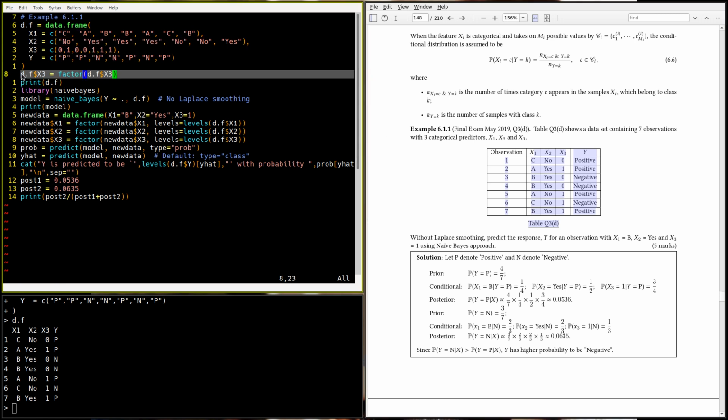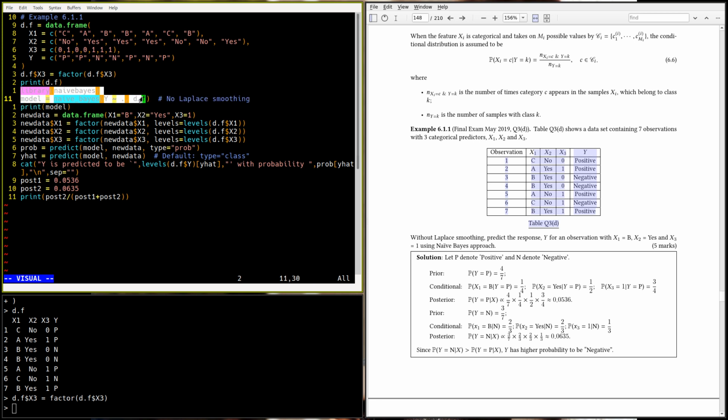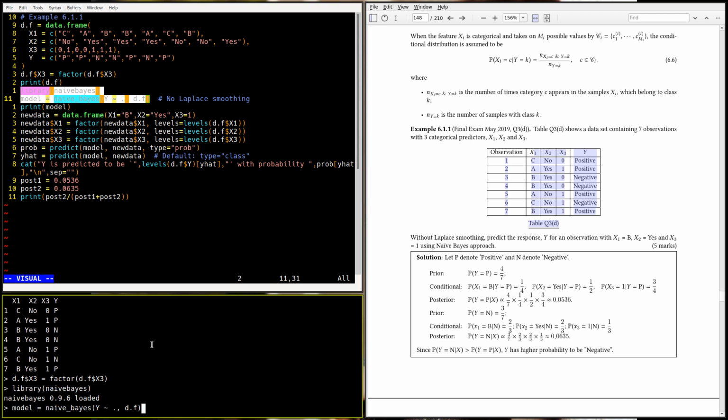What we need to be careful about is that the third column is actually numeric because it's a form of zeros and ones. In order to use naive Bayes to handle it, we have to transform it to a factor. That's why we need this command here, to change it to categorical data. After that, I'll just be creating a model, which is without any smoothing.